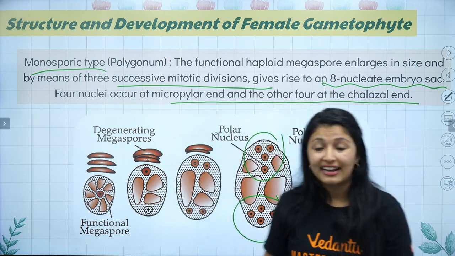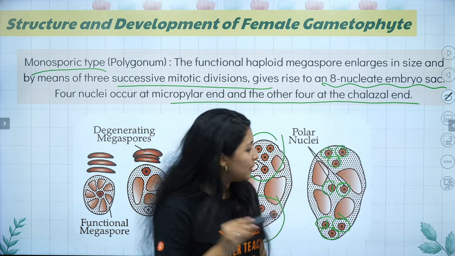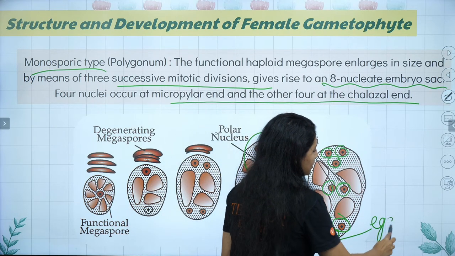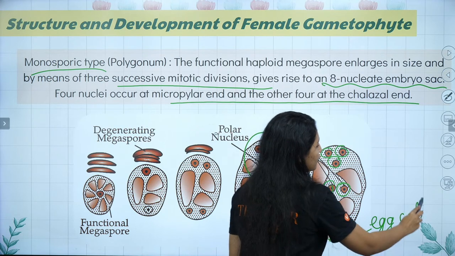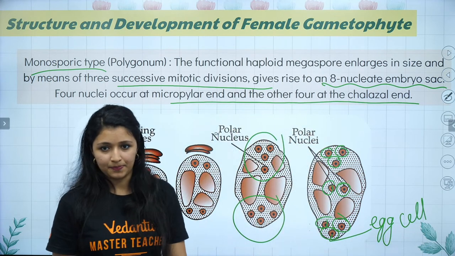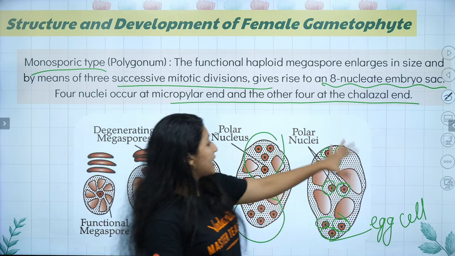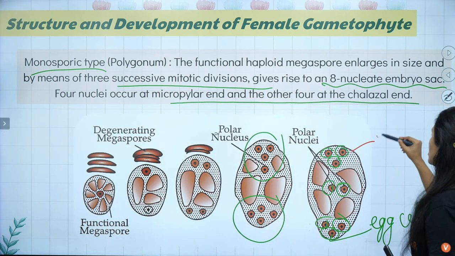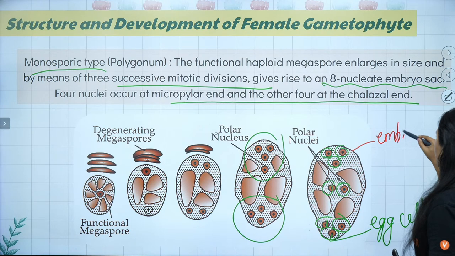Out of that, only one nucleus will become the egg cell. This will be your egg nucleus, and it will later form the egg cell. This is entirely inside. This entire structure here is your embryo sac.